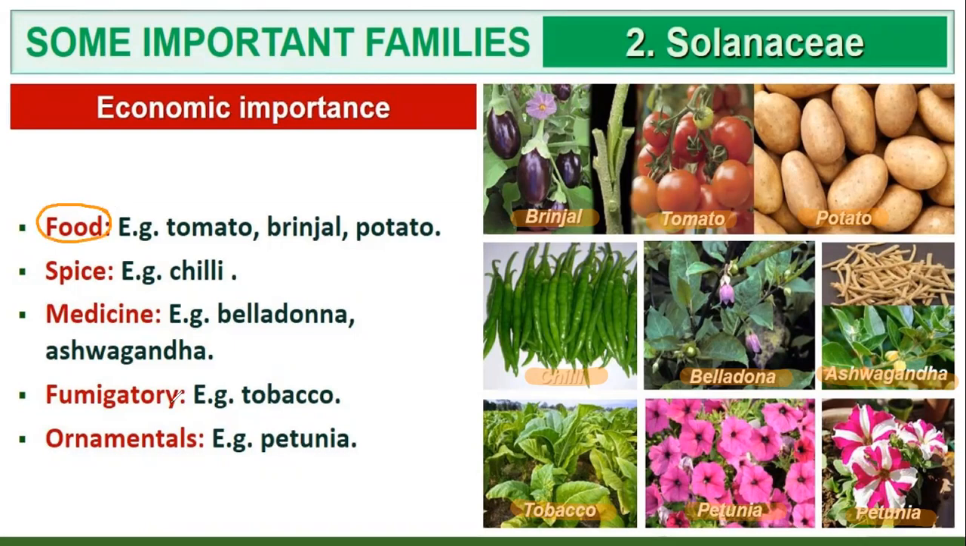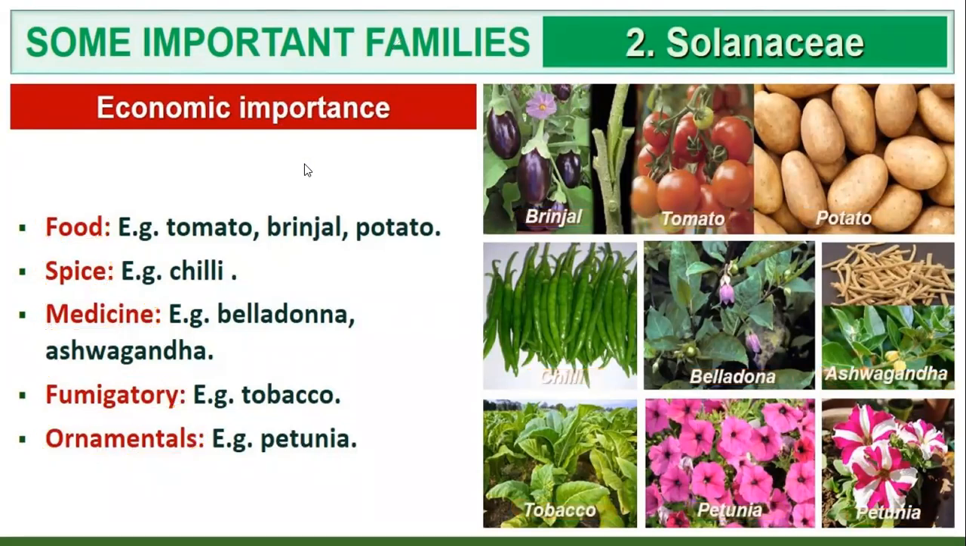food, the plants which are eaten: tomato, brinjal and potato. The one which is added as a spice is chili. The ones used as medicine are belladonna and ashwagandha. Fumigatory properties are seen in tobacco. Ornamental means decorative, and that one is petunia. So this is the economic importance of Solanaceae.